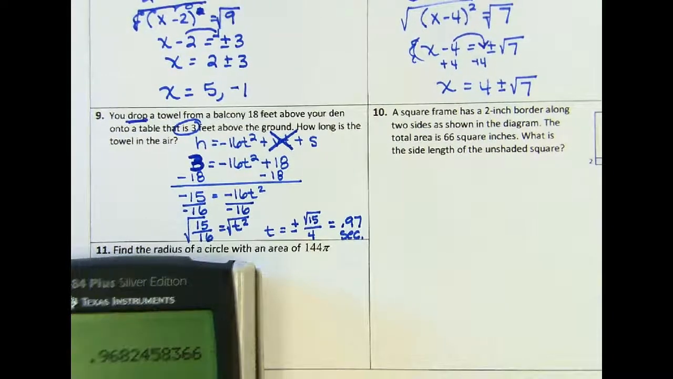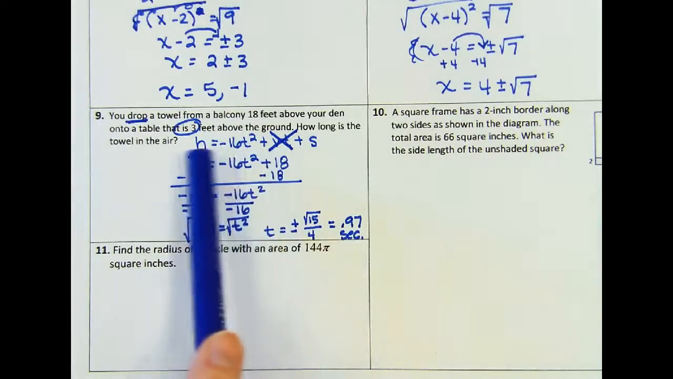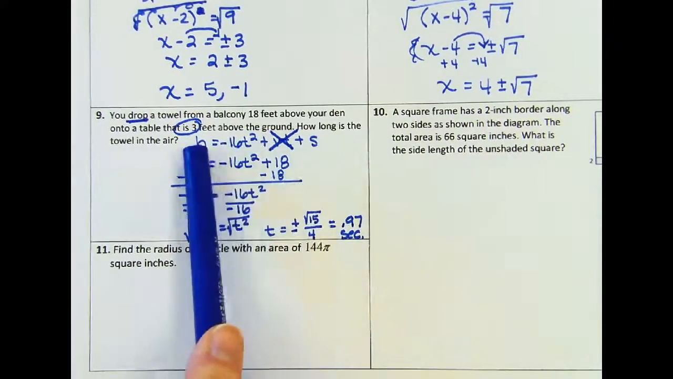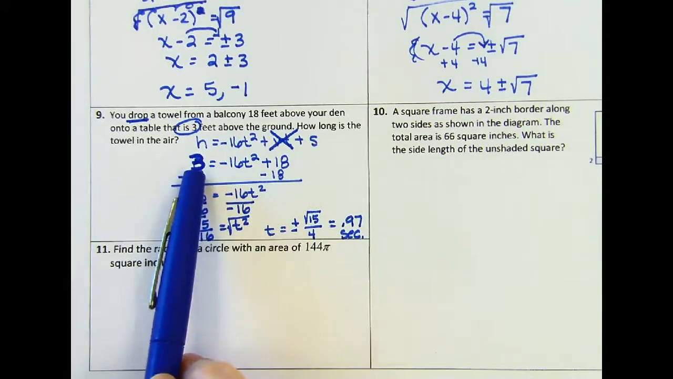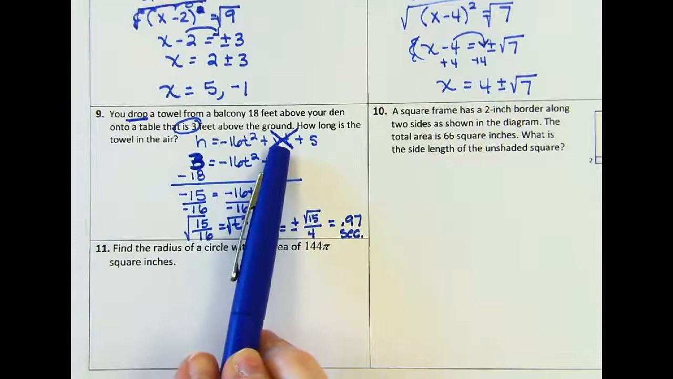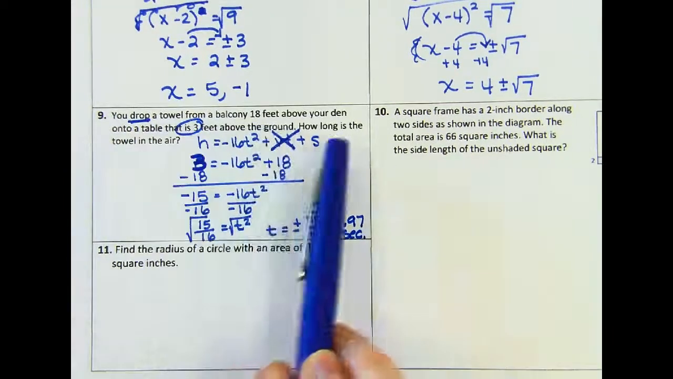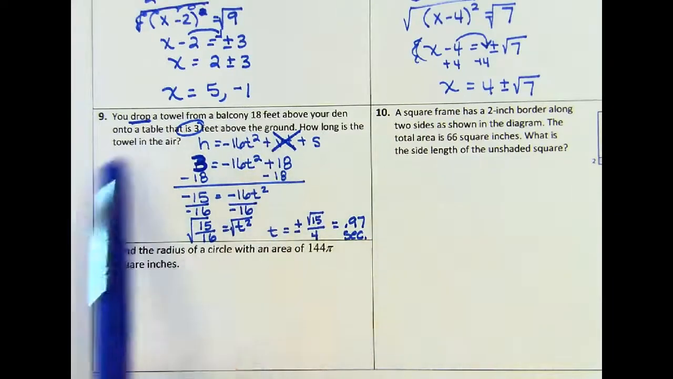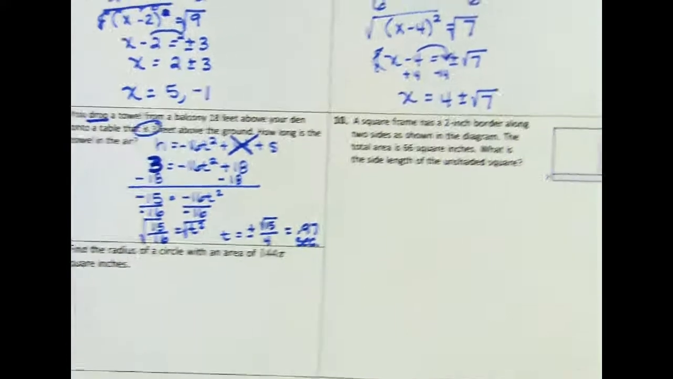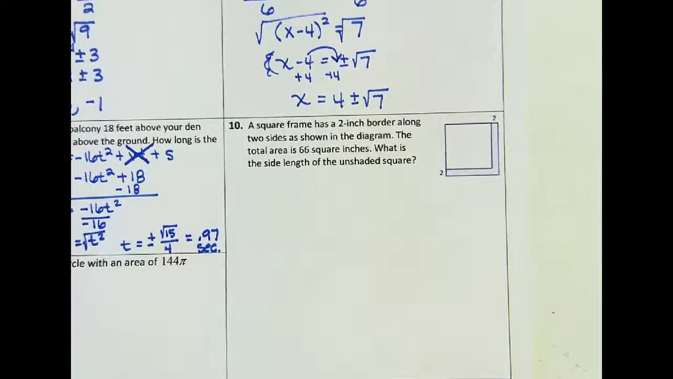Now, this formula here, we'll talk more about this formula and we'll label everything. So remember, the H is where the towel drops. Velocity was 0 because we dropped it, and it started at 18. Now, that's a vertical motion problem. Now let's slide over to number 10 and look at this problem.